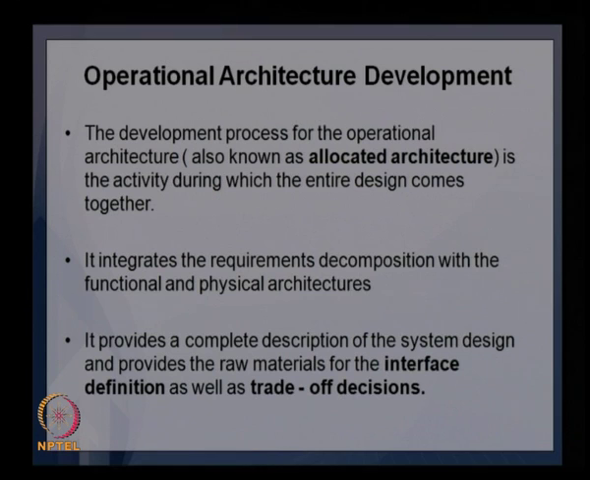So, in the operational architecture or the allocated architecture, we try to incorporate these features and then complete the system architecture, or integrate the physical requirements, the functional architecture and physical architecture to get the system's operational architecture. So, that is the scope of this particular section.